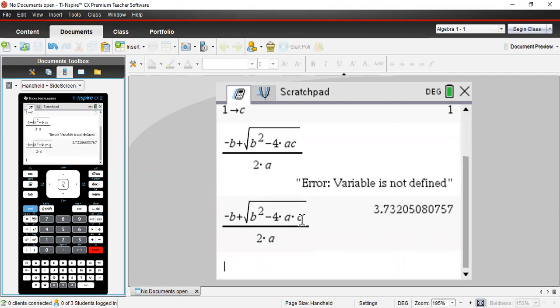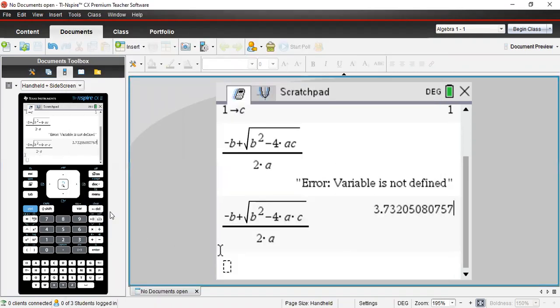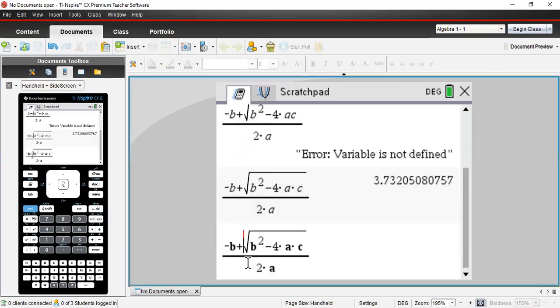It tells me that the solution using the quadratic formula is 3.732 and so on. We only need the first 2 decimal places. Since the 2 is less than 5, we just drop it. So our first answer is x equals 3.73. Now, to get the other solution, we're just going to copy this, change the plus to a minus, and then press enter.